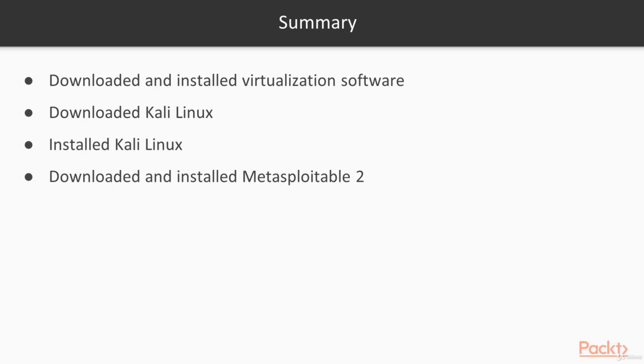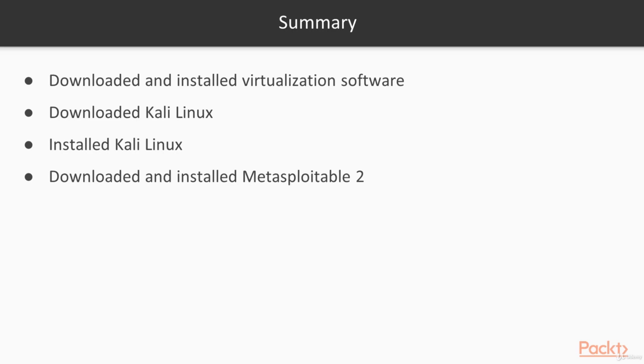All right, so looking at the summary of what we have done so far in this section, we first looked at downloading and installing the appropriate virtualization software. In this case, we were working with VMware, and we also looked at downloading and installing VirtualBox. We then moved along to downloading Kali Linux. Now, when I say downloading Kali Linux, we looked at downloading the appropriate version of Kali Linux depending on our system architecture.